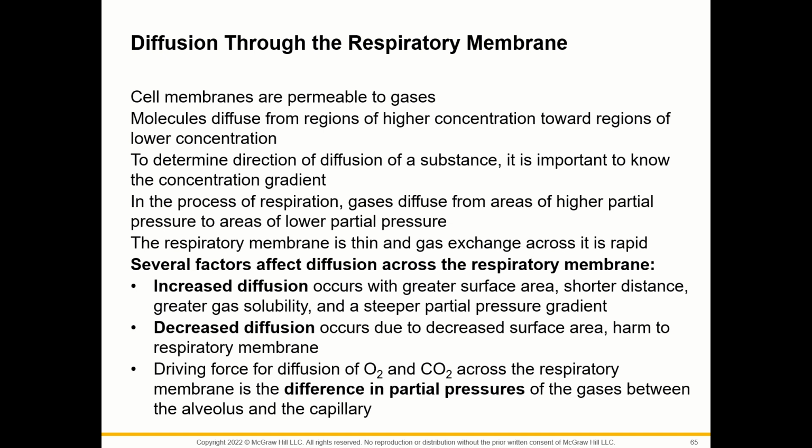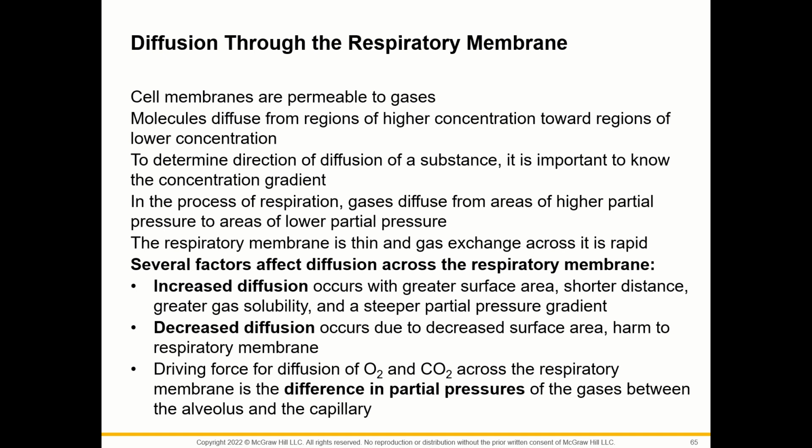Cell membranes are permeable to gases. Molecules diffuse from regions of higher concentration towards regions of lower concentration. To determine the direction of diffusion of a substance, it is important to know the concentration gradient. In the process of respiration, gases diffuse from areas of higher partial pressure to areas of lower partial pressure. The respiratory membrane is thin and gas exchange across it is rapid. Several factors affect the diffusion across the respiratory membrane. Increased diffusion occurs with greater surface area, shorter distance, greater gas solubility, and a steeper partial pressure gradient. Decreased diffusion occurs due to decreased surface area and harm to the respiratory membrane.